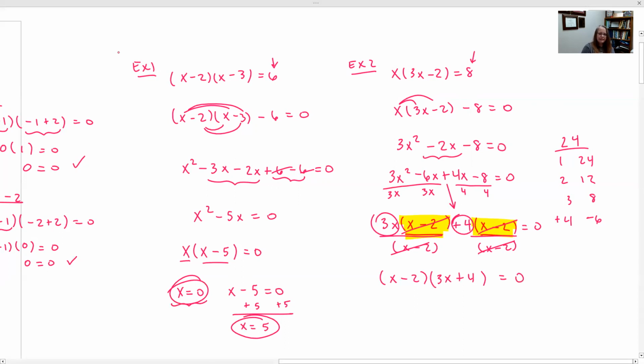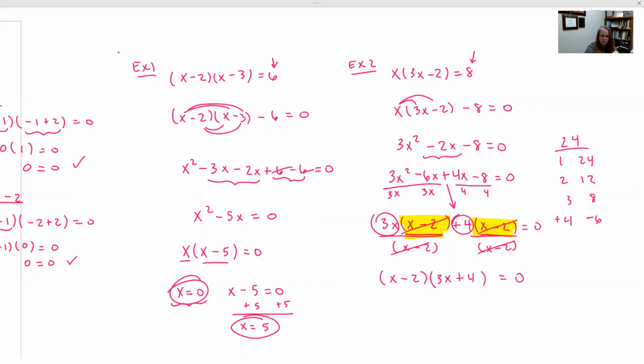Now I have this completely factored because I have an x minus 2 factor, I have a 3x minus 4 factor, and the operation between those is multiplication. I don't have a plus in between. So this is all just one term. It's written in factor form, in prime factor form.